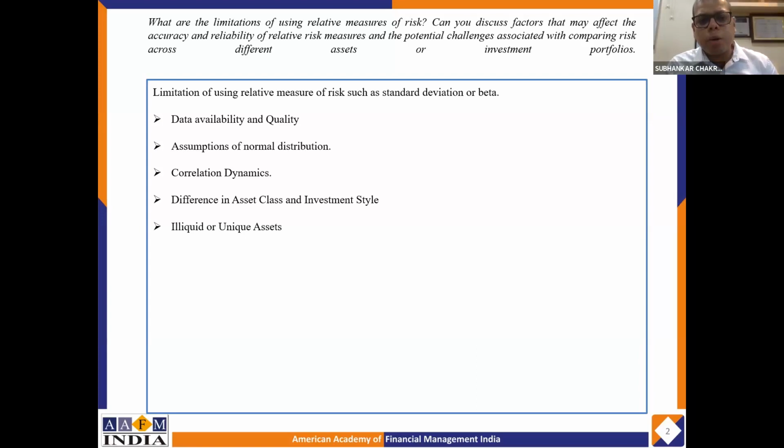The fifth one would be illiquid or unique assets. Like, say, for example, if I have to compare between a large cap stock and a private equity, private equity is illiquid, and a large cap stock can be traded at any point in time.